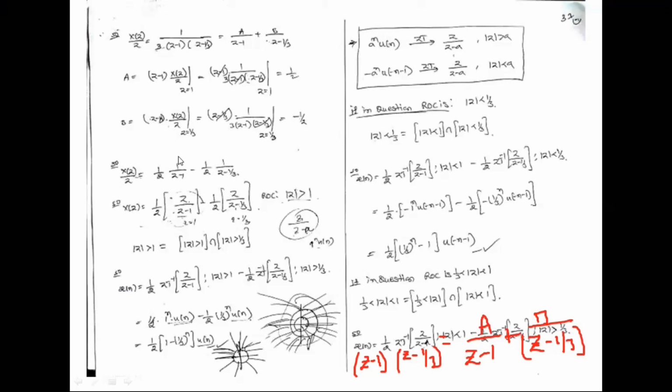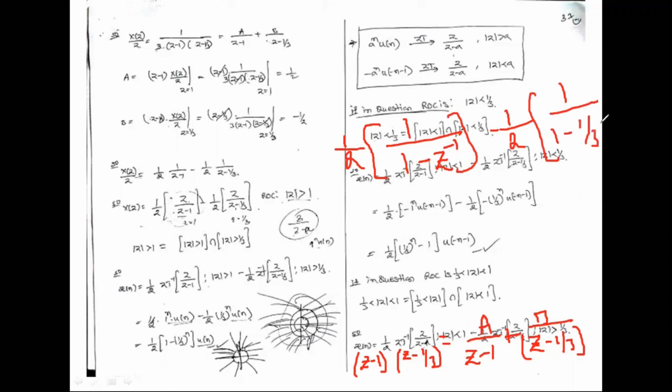So 1 by 2 into 1 by z minus 1. Take this X of z as a multiplication factor of z by z minus 1 and z by z minus 1 by 3, and convert into the negative powers of z. Take the z as common. The first function becomes 1 by 1 minus z inverse, and the second function becomes 1 by 2 into 1 by 1 minus 1 by 3 z inverse.